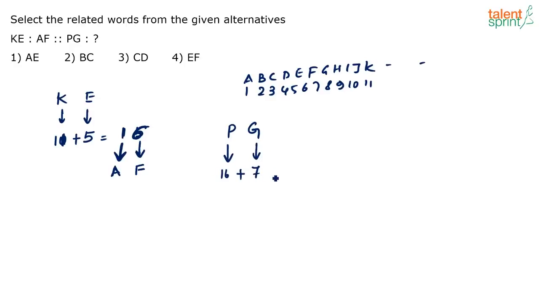So what is 16 plus 7? 16 plus 7 is 23. Now, what is the letter which is in position 2? It is going to be B, and the letter which is in position 3 is going to be C. So this is the logic that is being used. Option 2, BC. Can you guys tell me what is the logic that you have used?